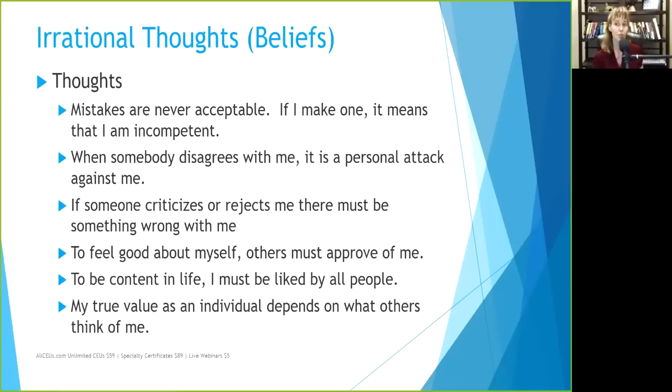If someone criticizes or rejects me, there must be something wrong with me. Personalization, all or nothing thinking, global, stable, and internal. Something wrong with me as a person. To feel good about myself, others must approve of me. Now, this is one we've talked about, external validation before, and we can't control other people. So to feel good about yourself, how can you do that besides necessarily requiring other people to approve of you? To be content in life, I must be liked by all people.